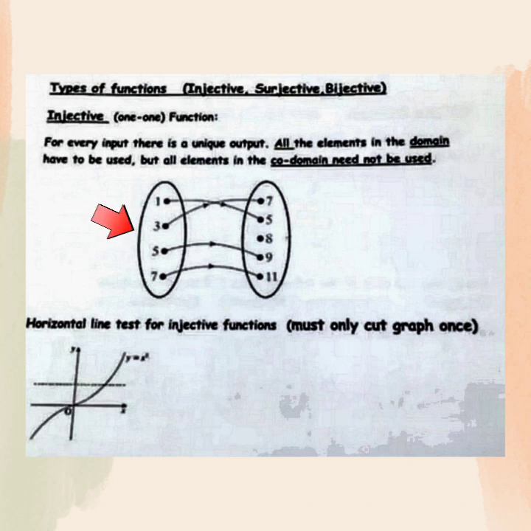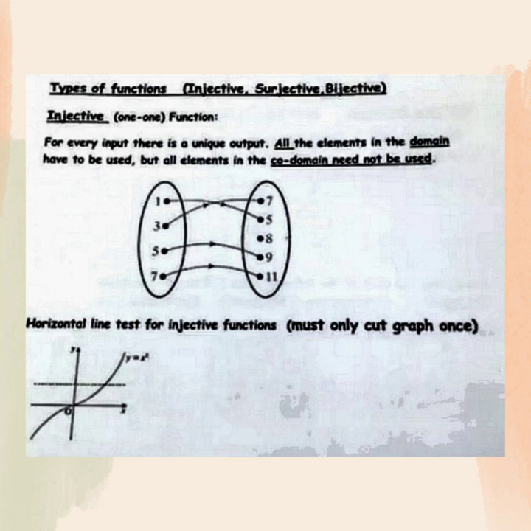So here's the domain, or input values, and all the elements in the domain have to be used in an injective function. But all the elements in the codomain do not have to be used. As you can see here, 8 is not used, but this is an injective function because all of the inputs have unique outputs. 3 goes to 7, 5 goes to 9, and 7 goes to 11.